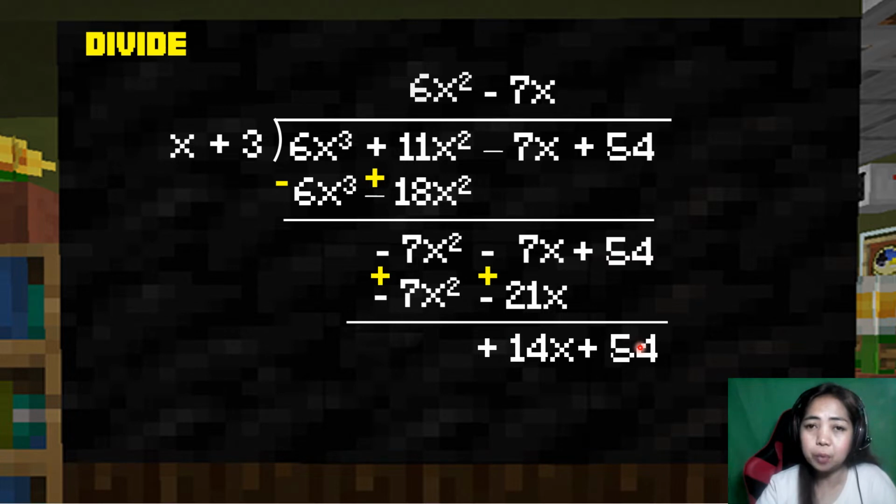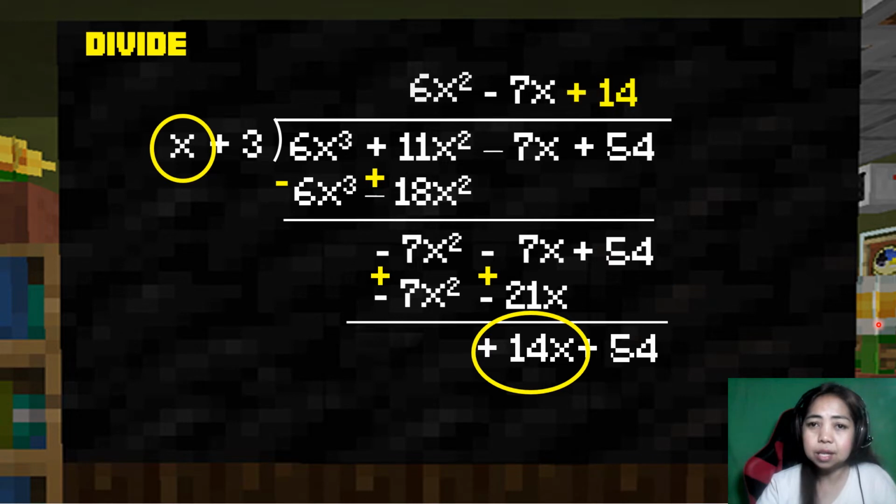This will now be our new dividend. So, ide-divide ulit natin yung first term dun sa first term ng ating divisor. So, we have 14x divided by x. The answer is 14 na lang. Makakancel na yung x, diba? Kasi x 1 minus 1 is x raised to 0 power. And any number or variable raised to 0 is just equal to 1. So, ulitin ko 14x divided by x, makakancel na yung x, 14 na lang.